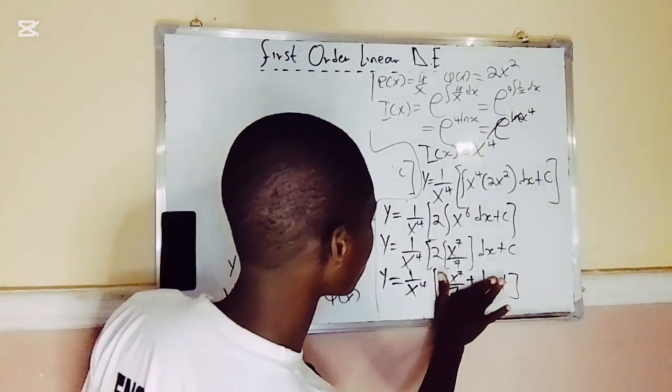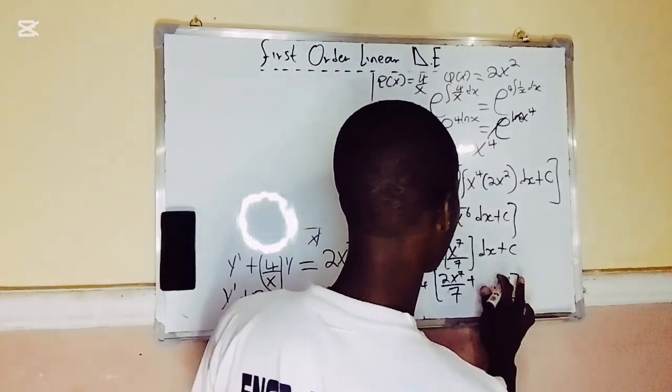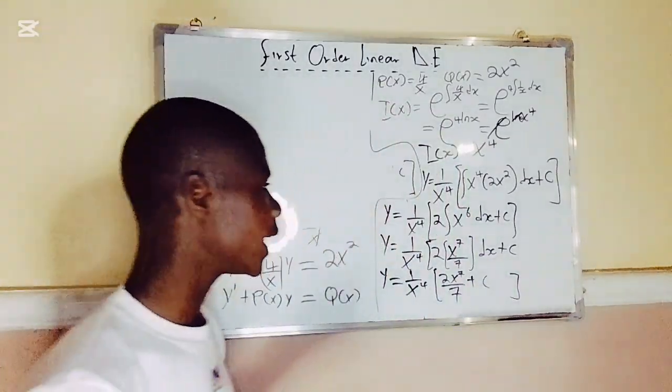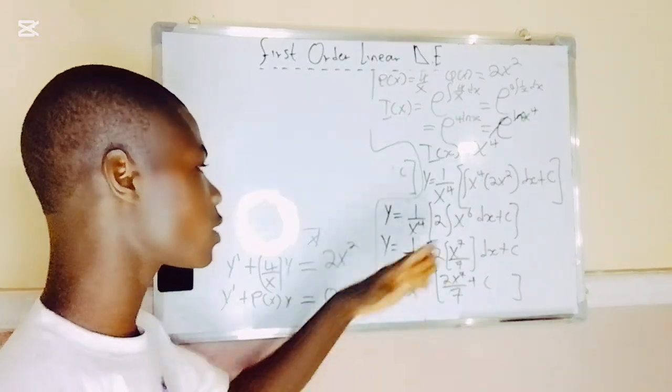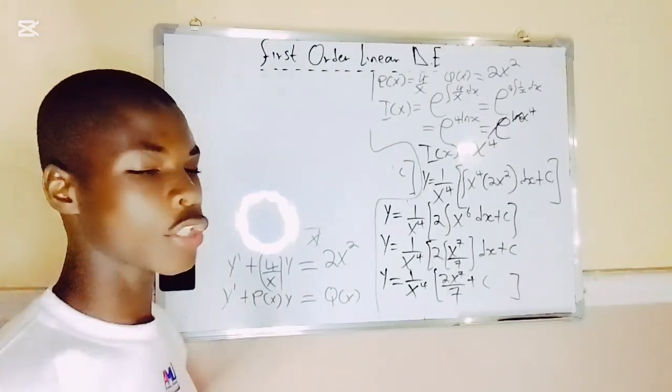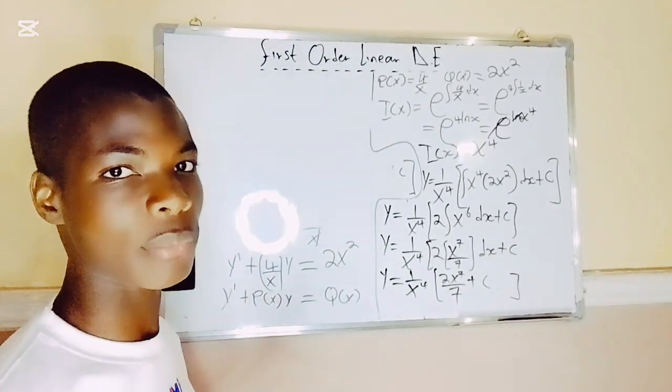Sorry, this is plus a constant, because whenever you integrate, you have to eliminate the dx, because the dx is showing that you are integrating something.